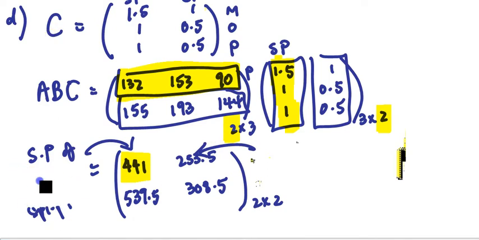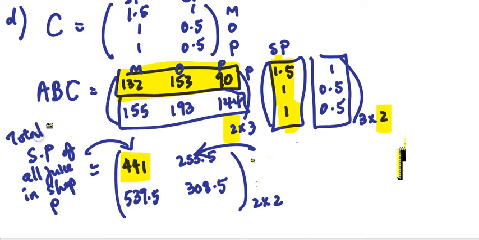Sorry, there's a mistake. It's not just mango juice. Let's backtrack a little bit. 441. You are taking now 132 represents mango. This is orange. This is pineapple. And you are taking the selling price and you add everything together, you get 441. So this is really the selling price of all the juice in shop P, and it's really about the total.